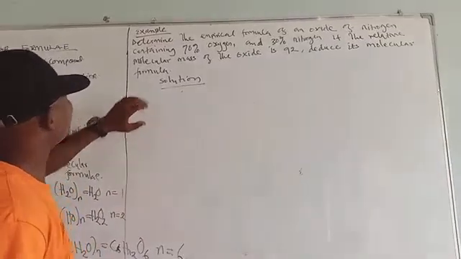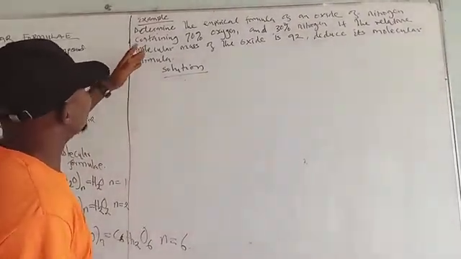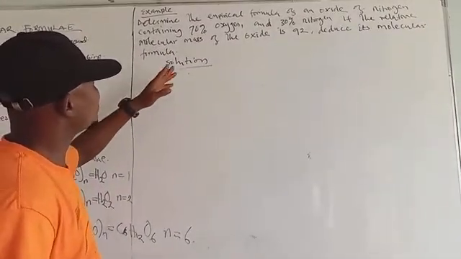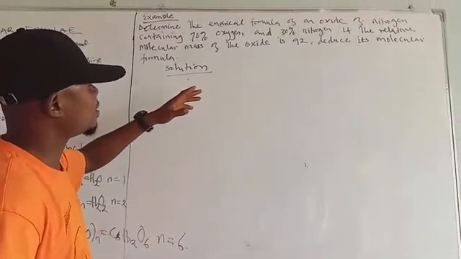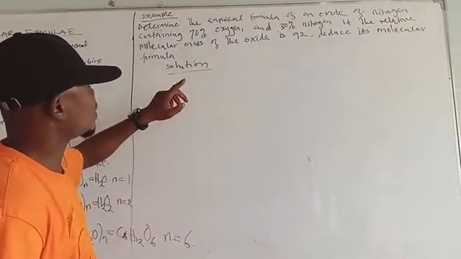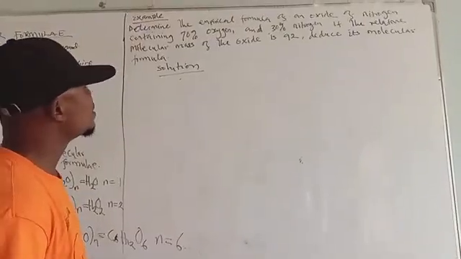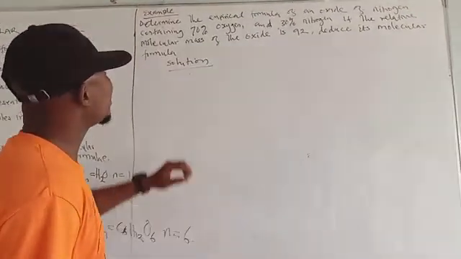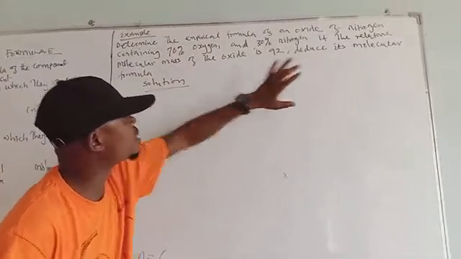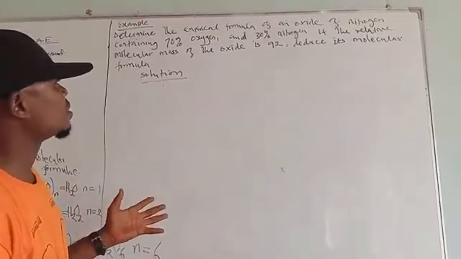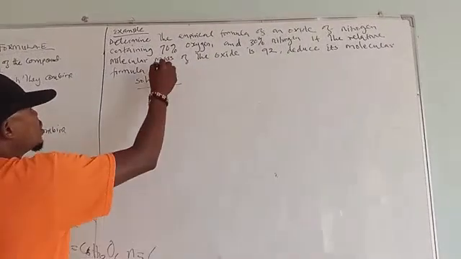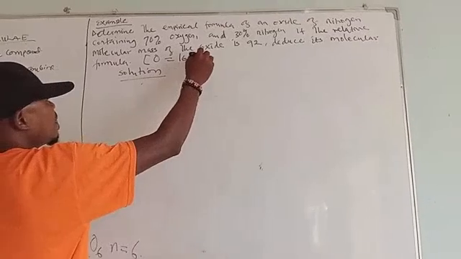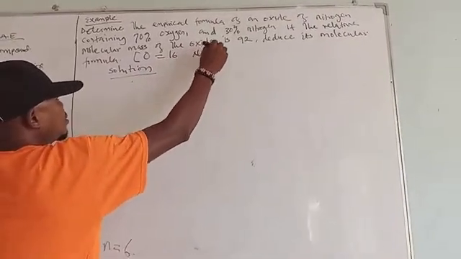So let's look at this example together. Determine the empirical formula of an oxide of nitrogen containing 70% oxygen and 30% nitrogen if the relative molecular mass of the oxide is 92. Deduce its molecular formula. Now, there are two things we're about to do. We're going to calculate the empirical formula and we're also going to calculate the molecular formula, but they have given us some information. Also added to this information is the relative atomic mass of oxygen, which is 16, and that of nitrogen, which is 14.